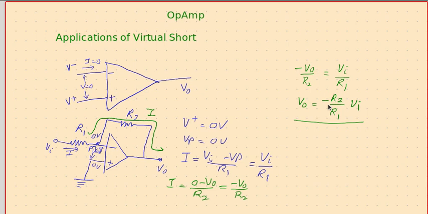Okay, what is so fun of that? Let me try the same circuit without this operational amplifier. So this I called Vi, this I called R1, this I called R2, this I called V0. Done? Okay, done. Then what else?